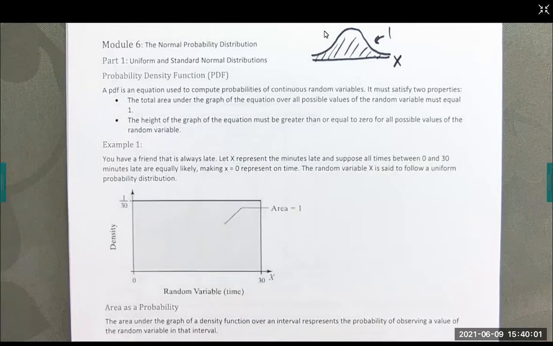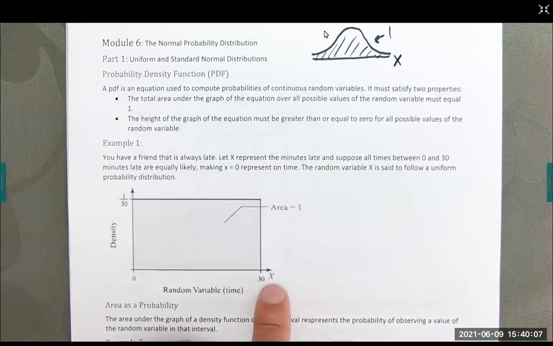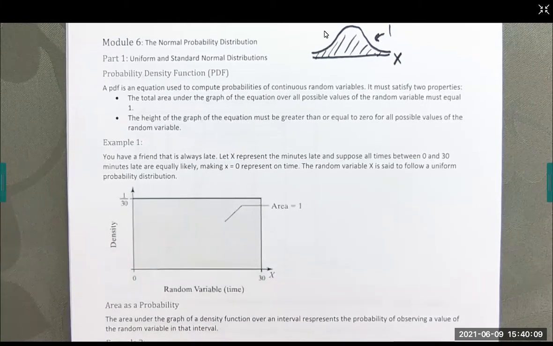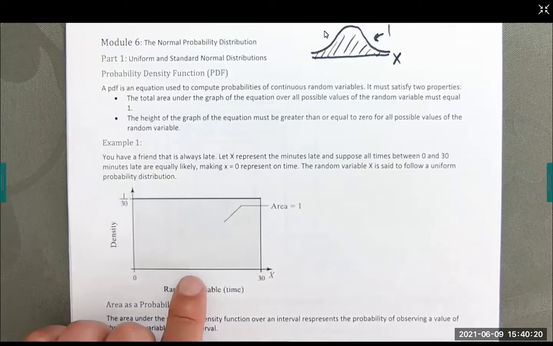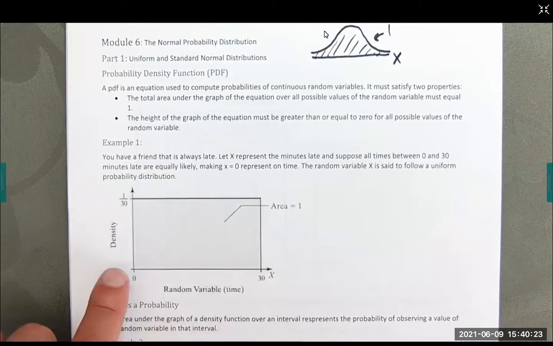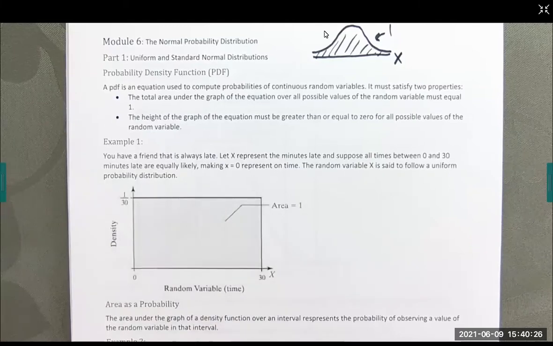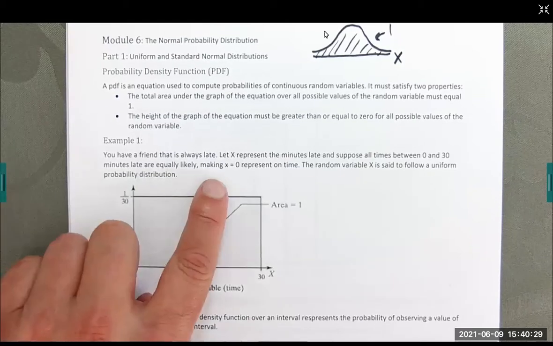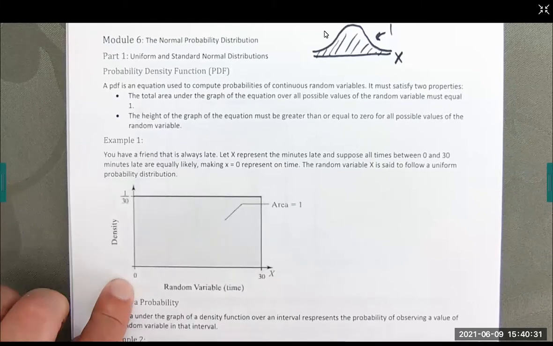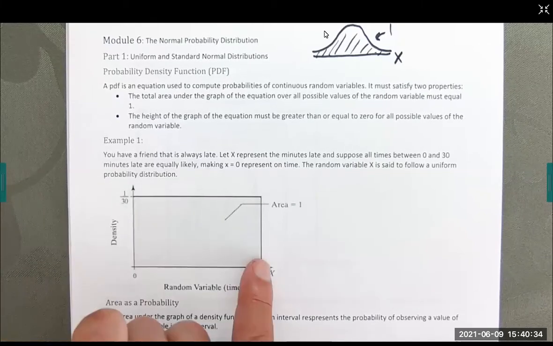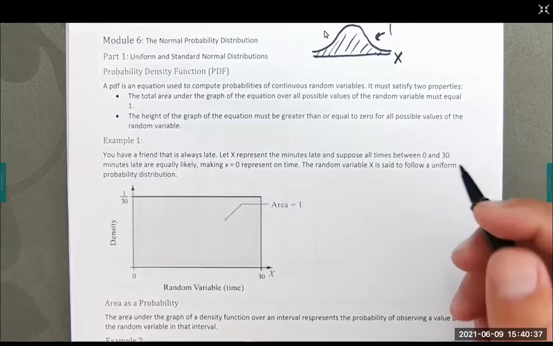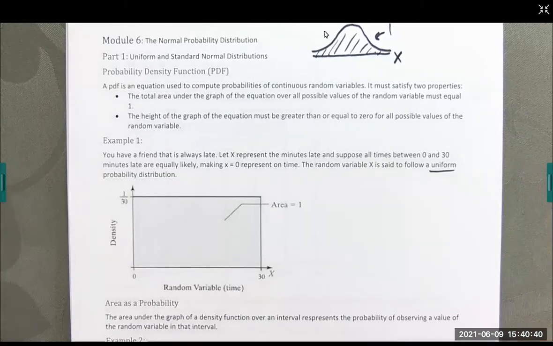Example 1, you have a friend who is always late. Let x represent the minutes late, and suppose all times between 0 and 30 minutes late are equally likely. So this is what's called a uniform density function, because it's uniform, meaning it's the same height all the way across. Making x equals 0 represents being there on time. So these are all the minutes that they're late. And so here's our uniform probability distribution. Same height all over the place.